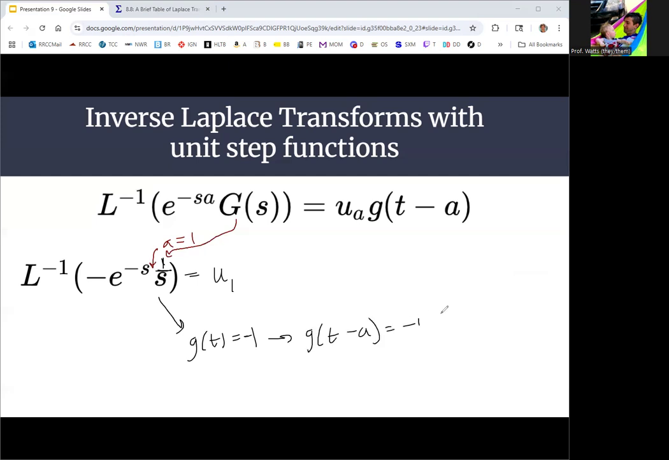I mean, think about doing a horizontal shift on a constant function. It's a horizontal line. It doesn't affect it. So, long story short, this goes up here, and you just get a negative 1. So negative u1, which again, you can write that as t minus 1 if you want.